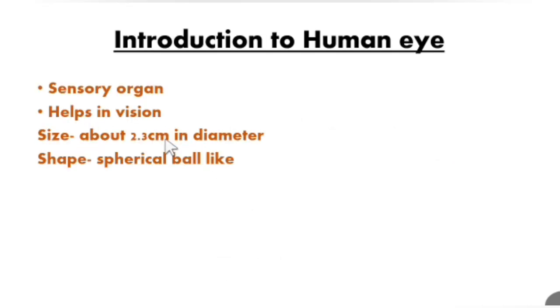Well, first thing first is introduction to human eye. As you all know, human eye is a sensory organ. What does it sense? It just senses the light. It perceives light, its color, the depth of the object. So it helps you to visualize the object. So function is it helps in vision. If you consider the size of your eyes, then it is about 2.3 centimeter in diameter. And if you consider its shape, then its shape is somewhat spherical, ball-like.